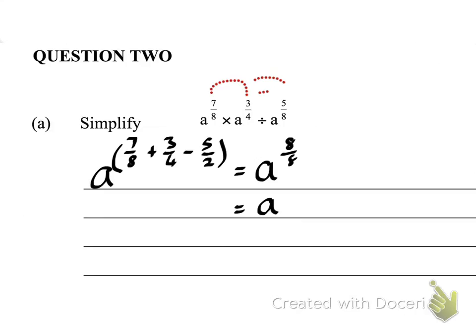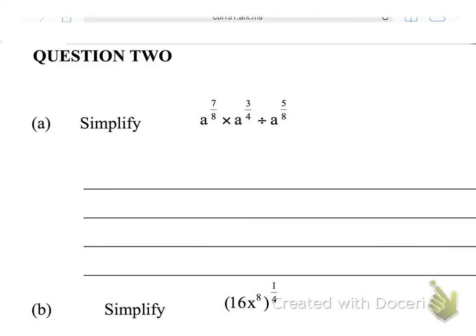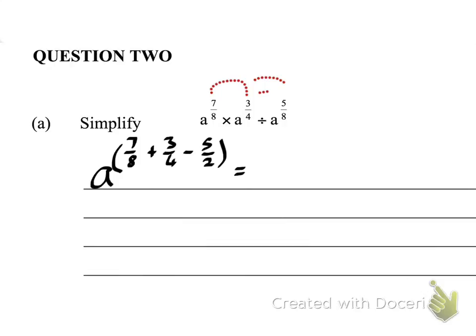Question 2. For this question, we add our powers for the first two, and then add our powers for the first two, then subtract away the second one. And so use your calculator and work out what the power is, which equals a to the power of 1. So there's question 2a completed.